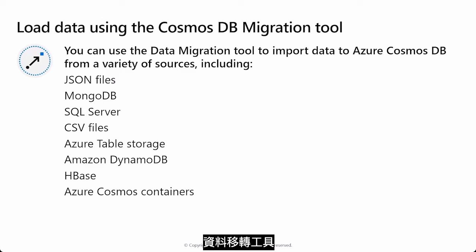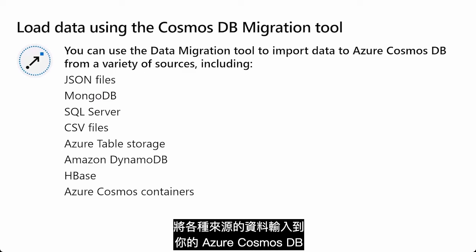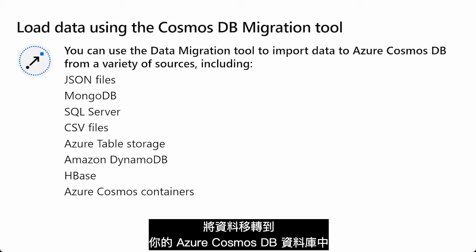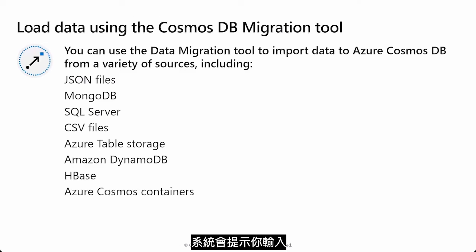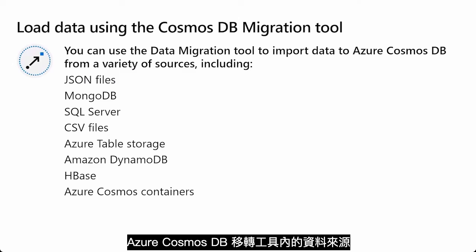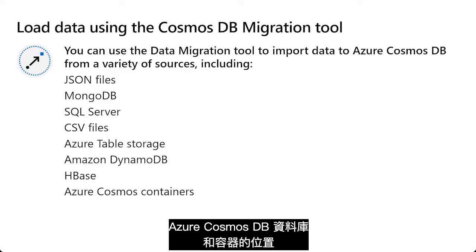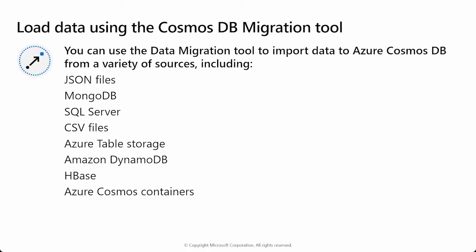The data migration tool can be used to input data to your Azure Cosmos DB from a variety of sources. So it's available to be downloaded from GitHub, and the tool actually guides you through the process of migrating data into your Azure Cosmos DB databases. So you're prompted for the source of data inside the Azure Cosmos DB migration tool, as well as the destination, which is essentially the Azure Cosmos DB database and the container that you want to migrate the data to. So the tool can be used to either populate an existing container or create a new one if the specified container doesn't exist already.